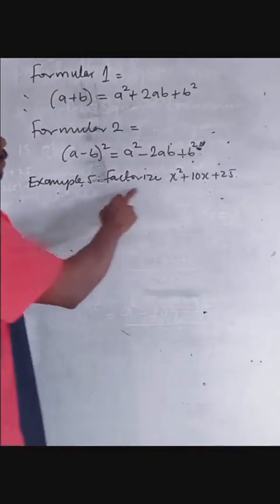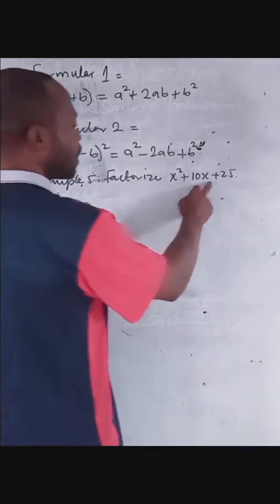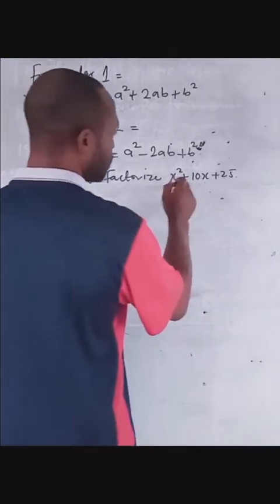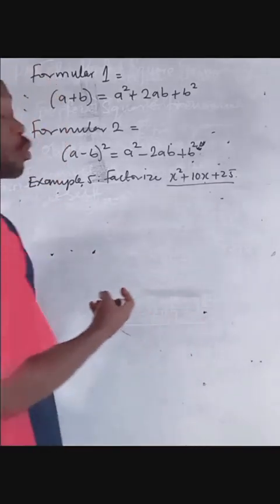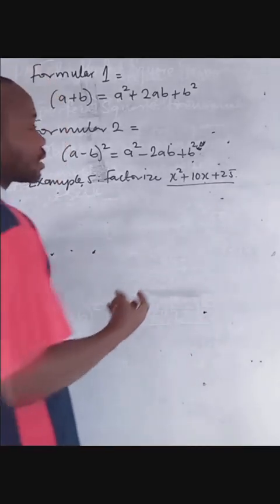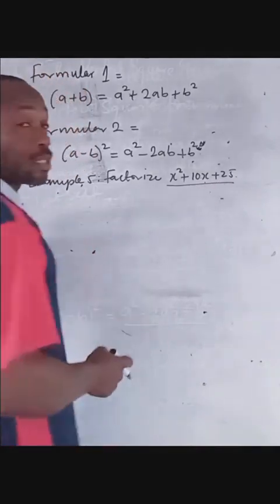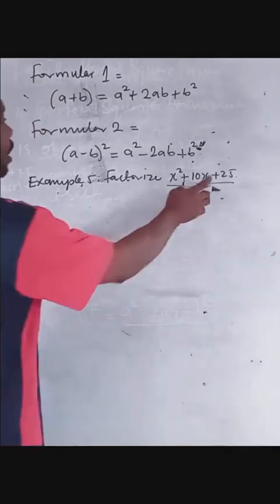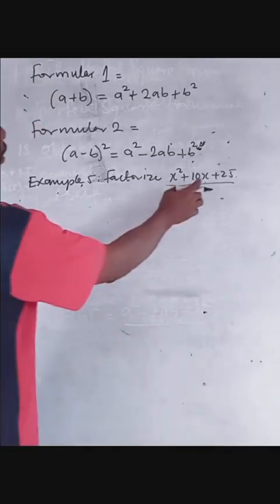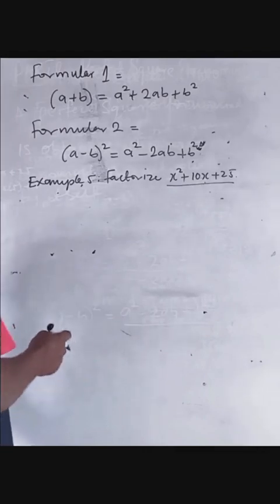Example 5. Factorize x squared plus 10x plus 25. This is a perfect square trinomial, this expression. Remember that a trinomial is an algebraic expression that has 3 terms. Now, in this scenario, we're asked to factorize x squared plus 10x plus 25.